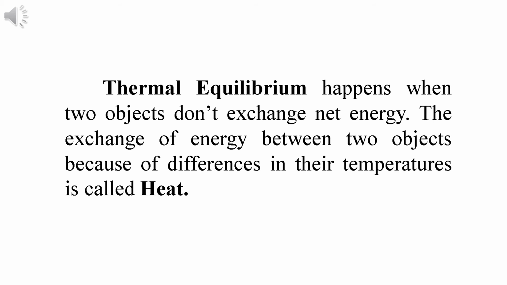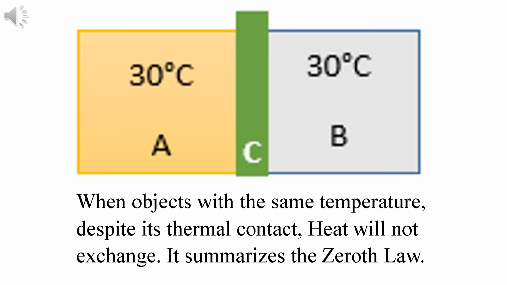Kapag pantay na ang temperature ng dalawang object, ito ay tinatawag nating thermal equilibrium. At kapag nasa thermal equilibrium na ang temperature ng dalawang object, hindi na ito magpapalitan ng energy. At ang exchange of energy ay tinatawag na heat. Kung mapapansin nyo sa figure 1, pantay ang temperature ng object A at object B. So, hindi na pwedeng dumaloy ang heat dito kahit na meron silang thermal contact. Ito ang tinatawag nating Zeroth law.